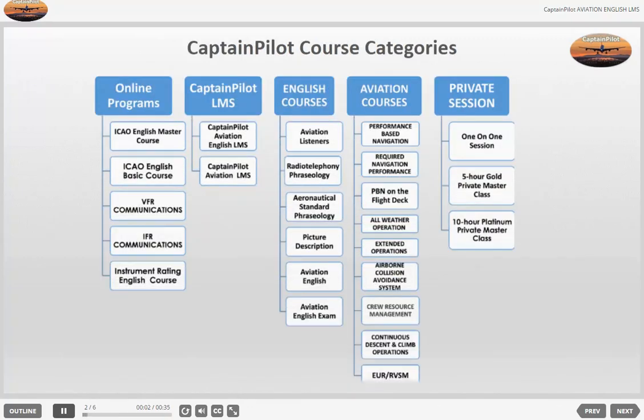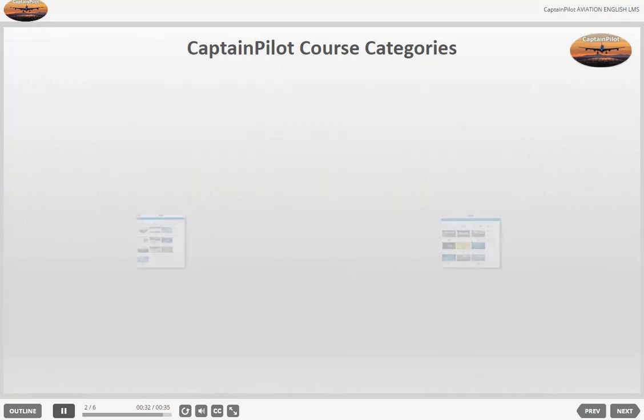CaptainPilot course categories. CaptainPilot courses consist of 5 different categories. There are online programs, aviation courses and ICAO Proficiency exam preparation courses. All these courses are delivered on 2 separate LMS platforms: CaptainPilot Aviation English LMS and CaptainPilot Aviation LMS. All training modules provide e-learning training with SCORM standards, and participants can be tracked.